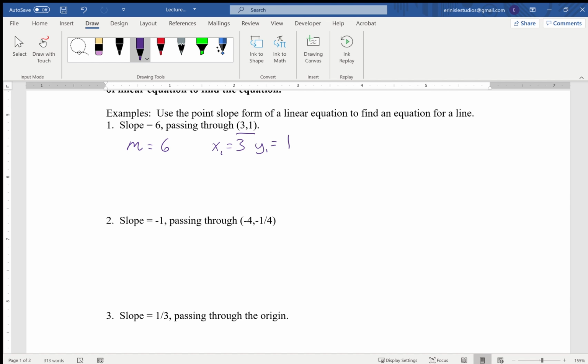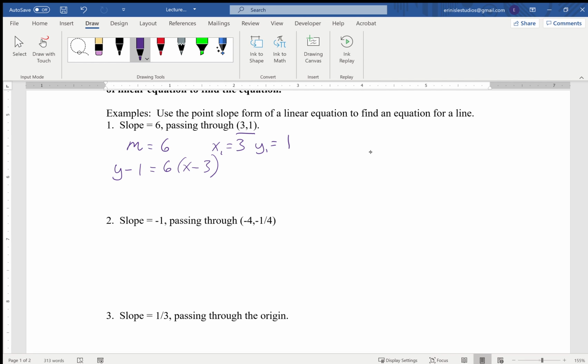Now, there's two ways to do this. You can use the point-slope form. The point-slope form would be y minus the y value is equal to the slope times x minus the x value. Another way we can do this is to revert back to the slope-intercept.